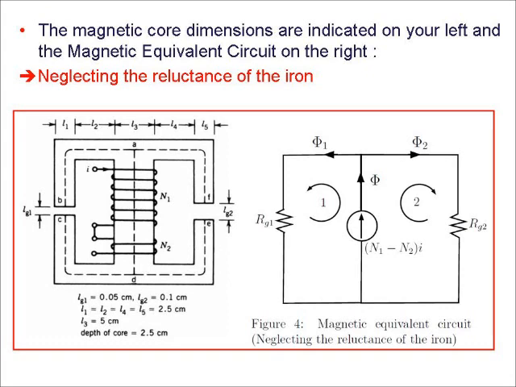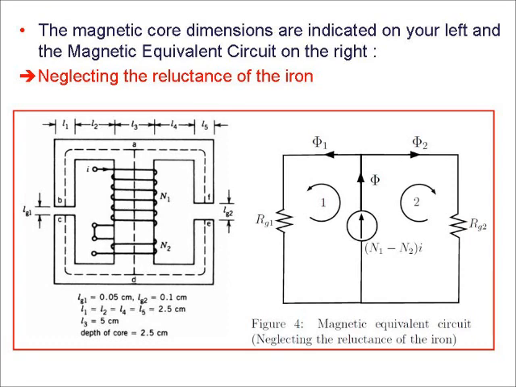On your right, you see the magnetic equivalent circuit. You have a current source. The current source, this is an equivalent electrical circuit. So the current source represents the Ni. So N1 minus N2 multiplied by I. Why is there a subtraction? Because the coils are opposing to each other.